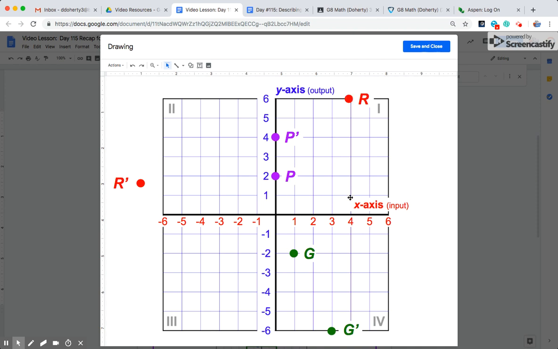The red point is 4 units to the right. Half of that would be 2 units to the right. And the red point is also 6 units above. Half of that would be 3 units above. So I know 2 for x and 3 for y is half the distance of 4 and 6. So that's where r prime should have been located.